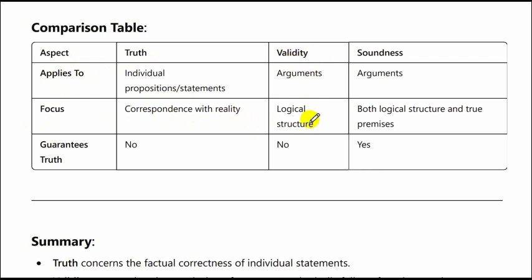The focus of validity is with the logical structure, and the focus of soundness is both with logical structure and true premises. Truth, there is no guarantee whether something is true or false. Validity also does not guarantee truth. Soundness, yes. In soundness, both the truth and the validity have to hold. The premises have to be true, and the argument has to be valid for the soundness to hold.